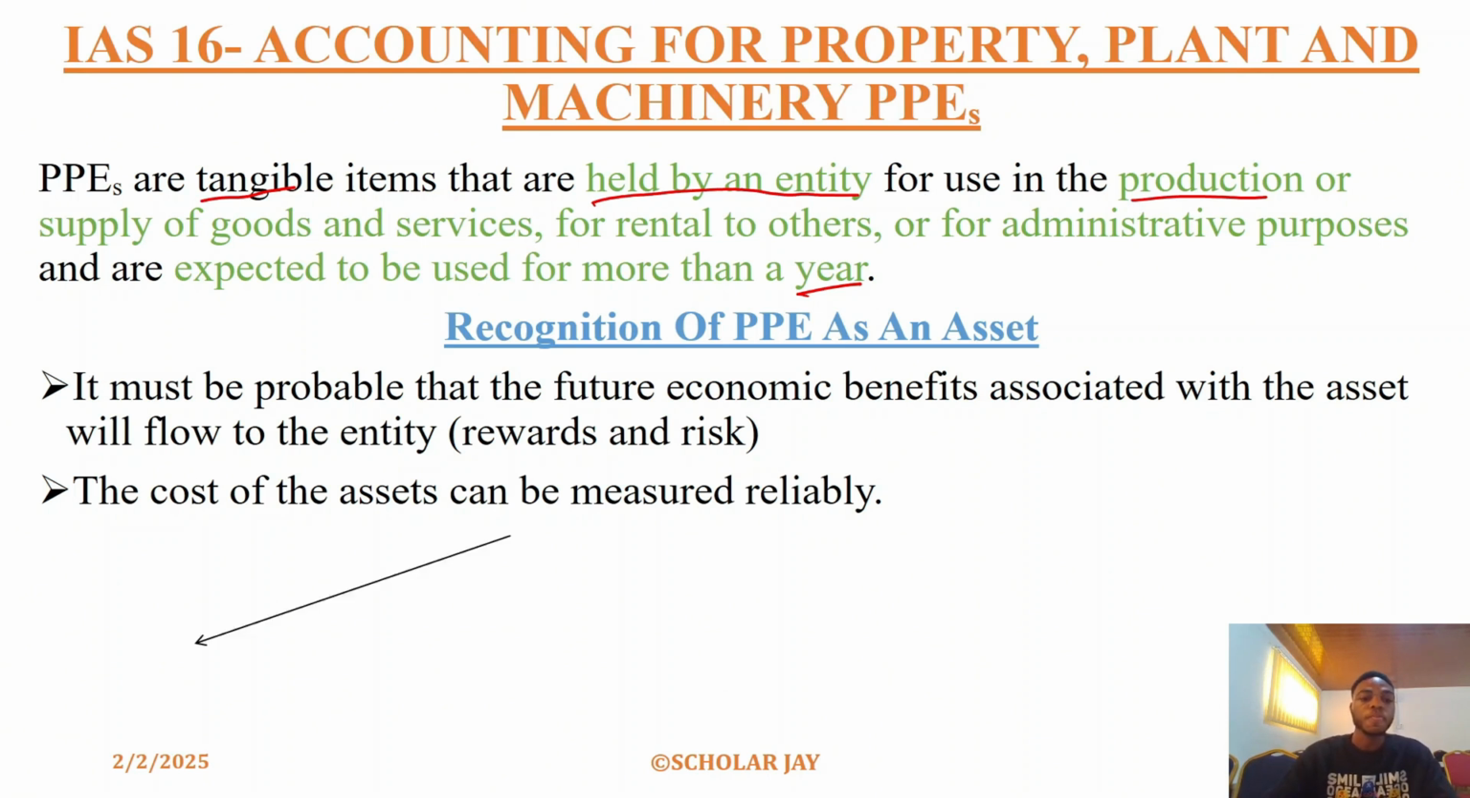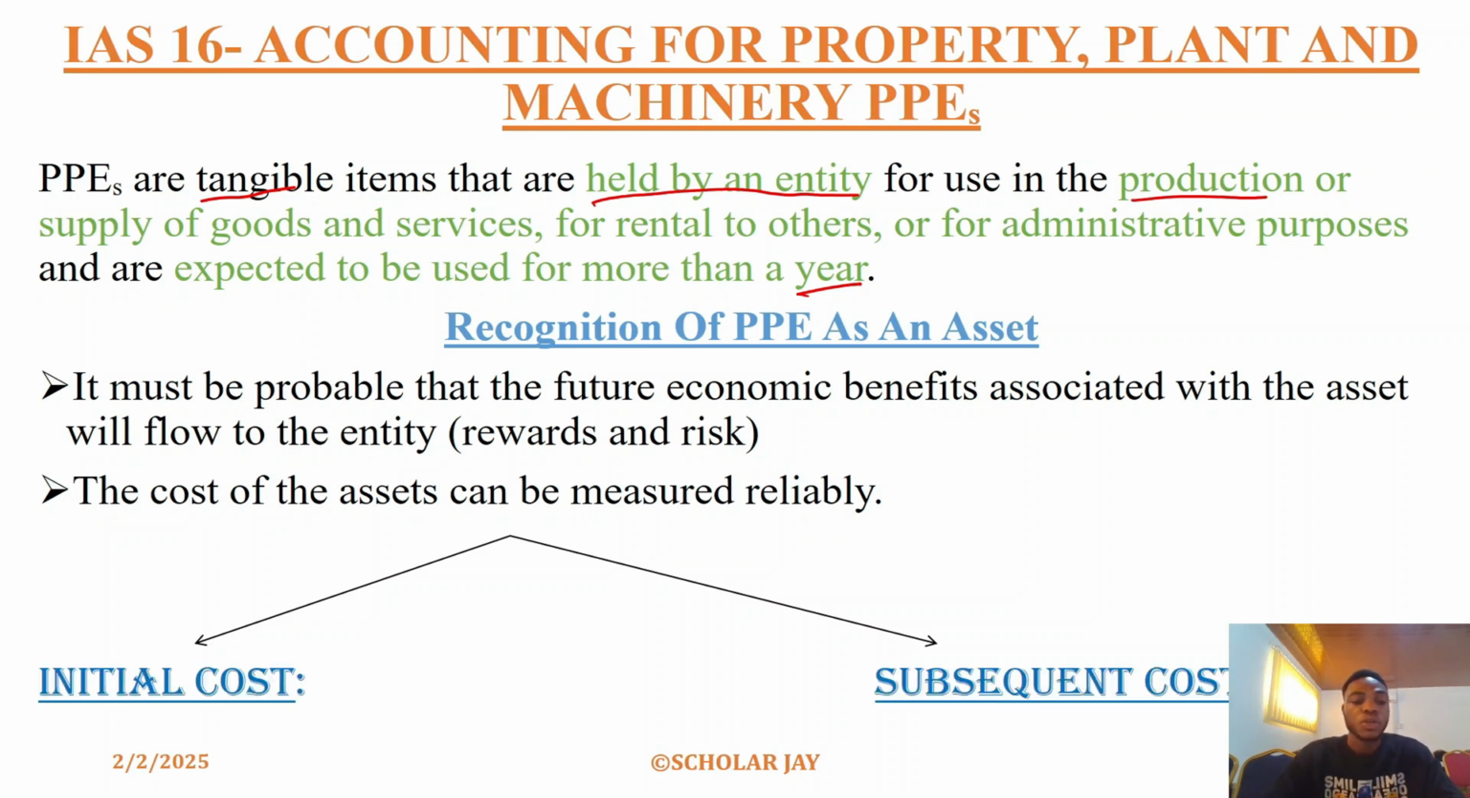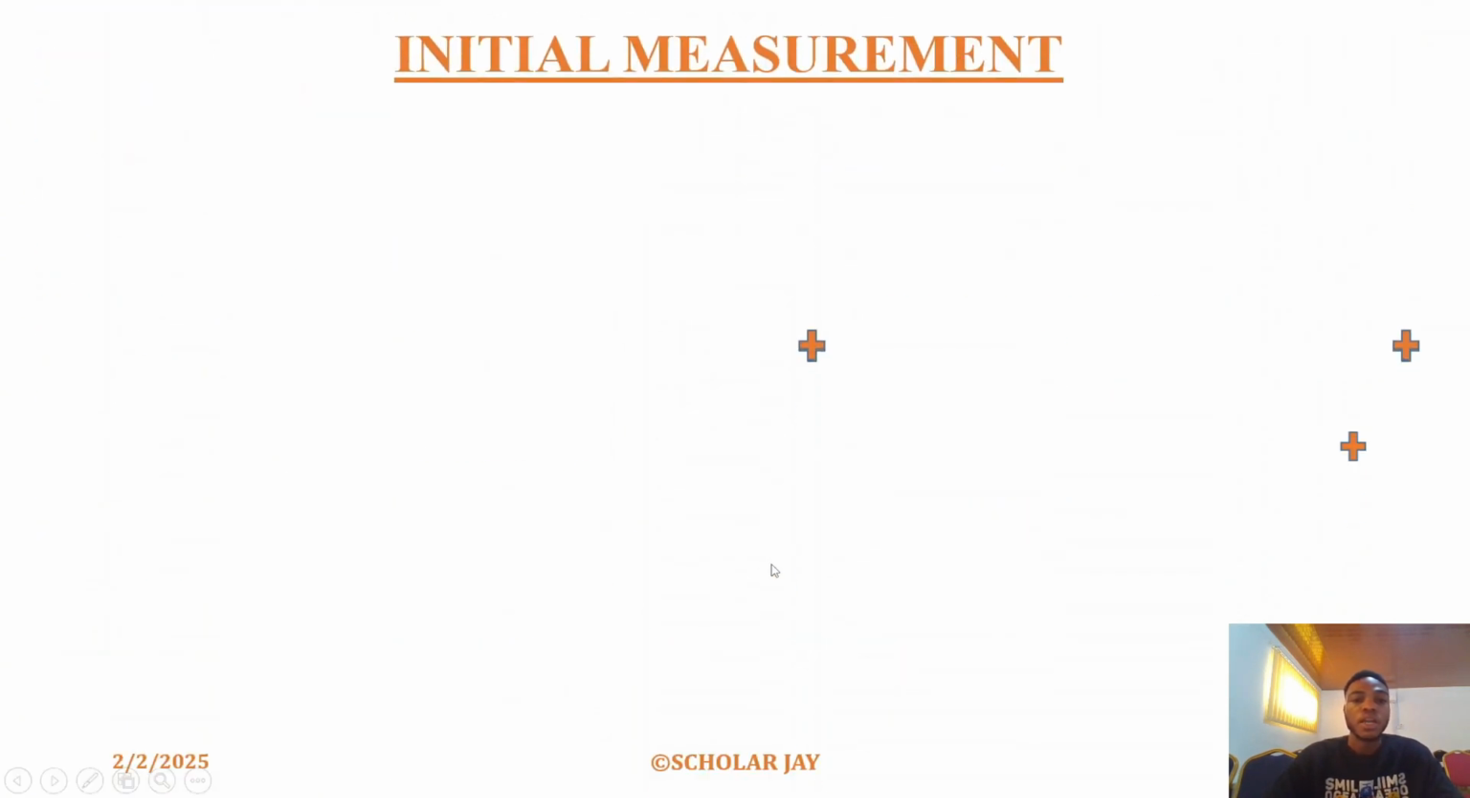Okay. Now, in terms of the measurements, I mentioned it's being measured reliably, right? In terms of this measurement, we have what we call initial cost and we have subsequent cost. What you have to know is that they must both satisfy the two conditions above, okay? Now, we've spoken about the measurement, we've spoken about the recognition. So you remember in the previous chapters that I told you that we are tackling two issues.